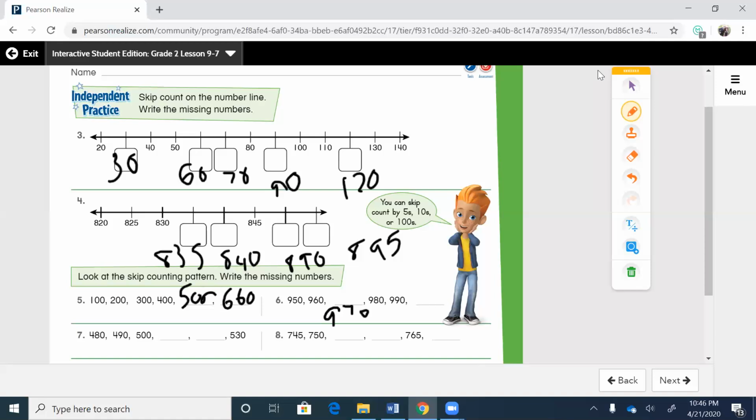After 990, that's a tricky one. What do you think is going to come? What is 10 more than 90? Right, it's 100, but now it's a 3-digit number, so it's going to be 1,000. Woohoo! All right.